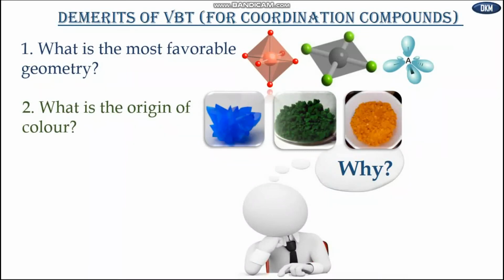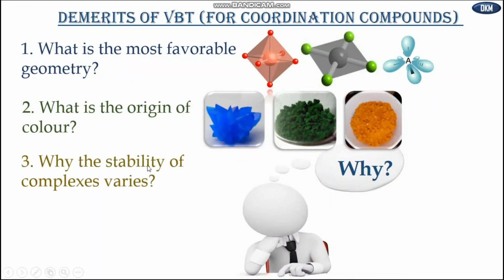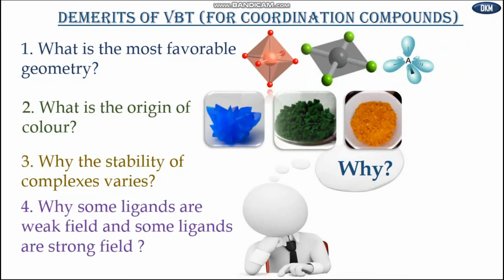Next point is, it is not able to explain the stabilities of the complexes. And the most important point is, why do some ligands behave as weak field ligands and some ligands behave as strong field ligands? Valency bond theory has no answer. You know, the property of a coordination compound very much depends on the nature of ligands. So, we will continue our hunting until we get the answers to these questions.